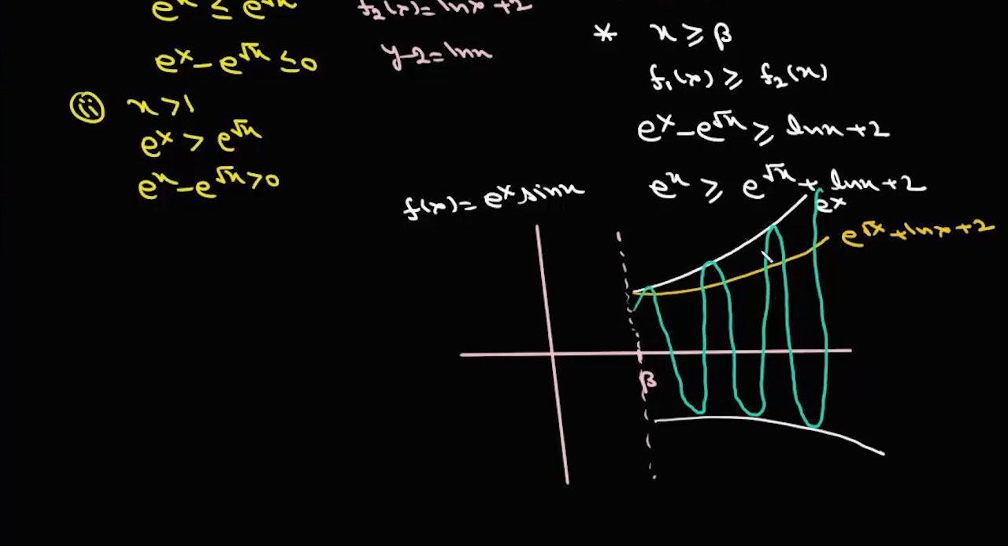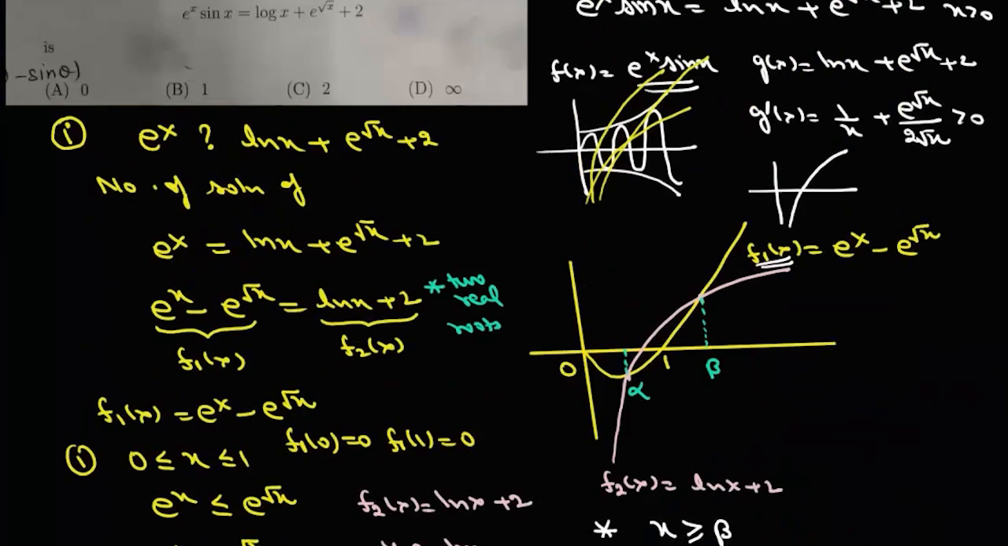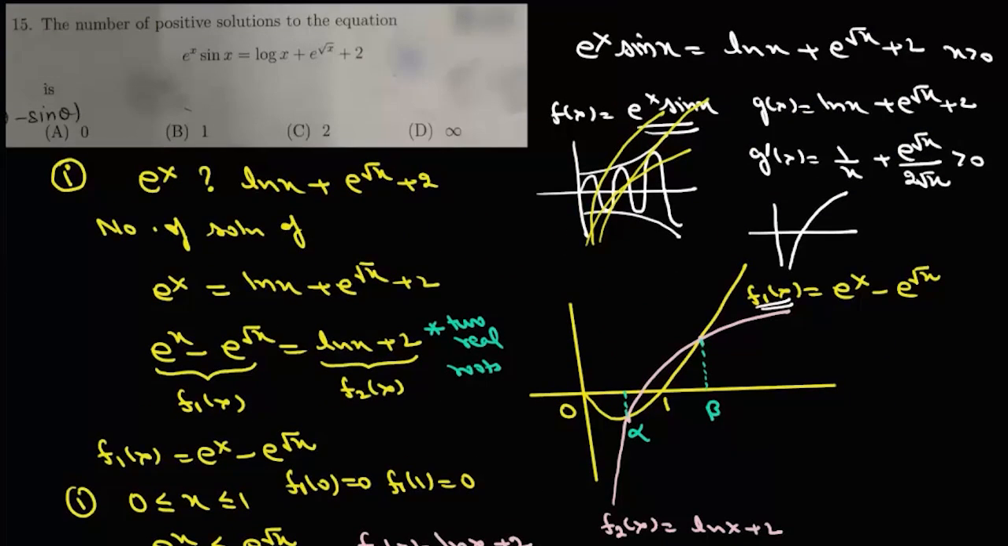So every time this graph is going up and coming down, it is going to intersect this other line, which always lies below the graph of e to the power x. So that means this equation f(x) equals g(x) is going to have infinite roots. So basically, the number of positive solutions to this equation is infinite, and that's your option D.